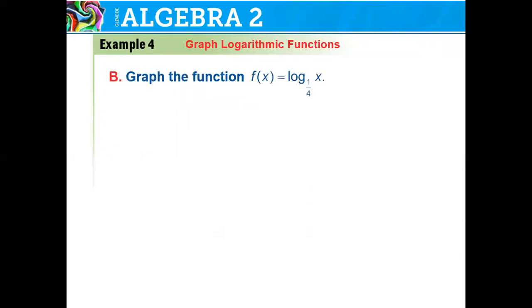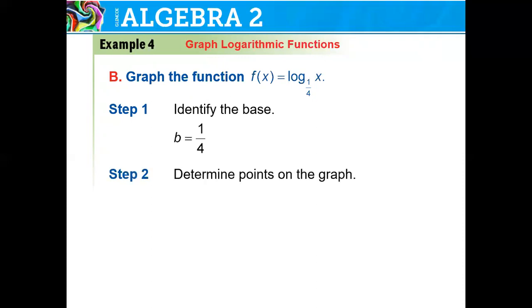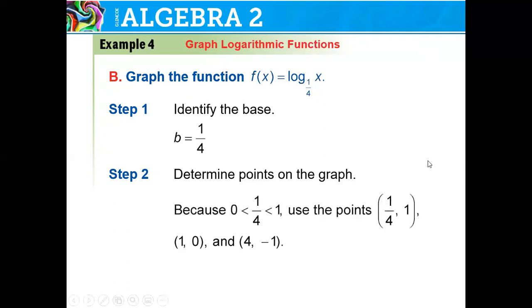Next, we need to graph f of x equals log base 1 over 4 of x. Here, you can notice that the b is 1 over 4, which is between 0 and 1. Again, you will use exactly the same points. Previously, I had the first point 1 over b and -1. If you put your b to be 1 over 4, you will end up with 4 and -1, and 1 and 0 as it is.